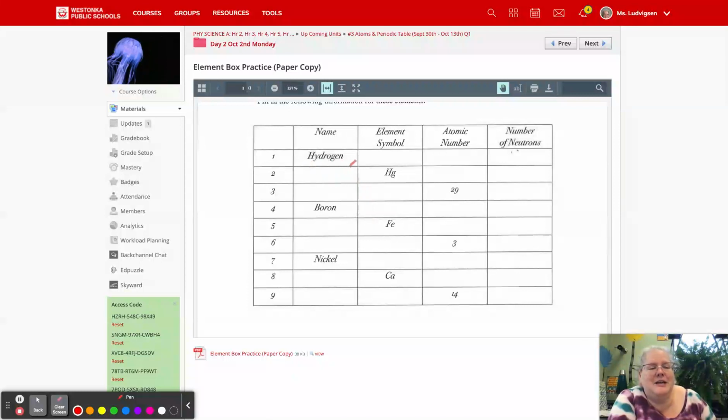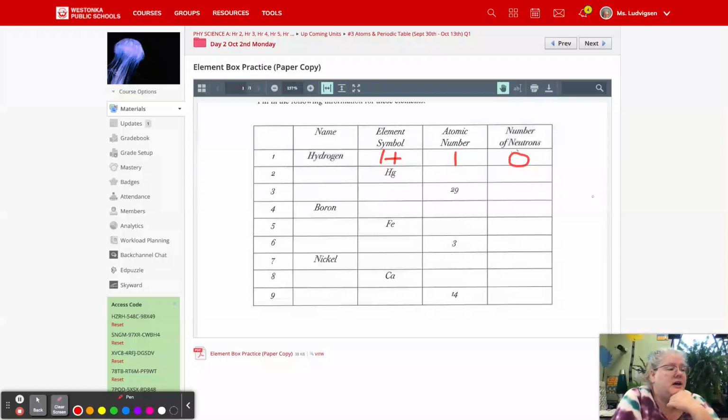So in this case, the name is hydrogen. Now I need to find it. And in this case, hydrogen is spelled out and its element symbol is H. The atomic number of hydrogen is in the upper left corner, and that is 1. And if I want to take the number of neutral neutrons, I take the atomic mass, which in this case is 1.008. We're going to round. So 1.5 and higher would round up to 2. 1.4 and lower stays just 1. So in this case, 1 minus 1 means there are no neutrons. It is the only atom that doesn't have a neutron.